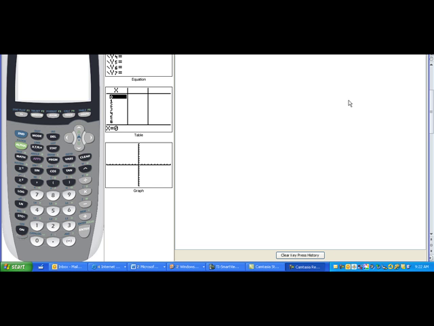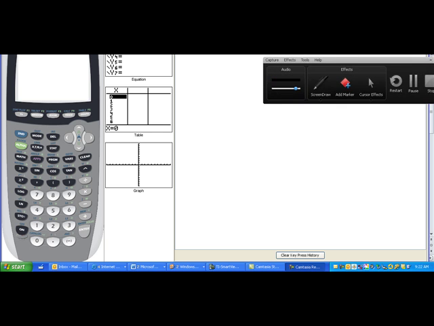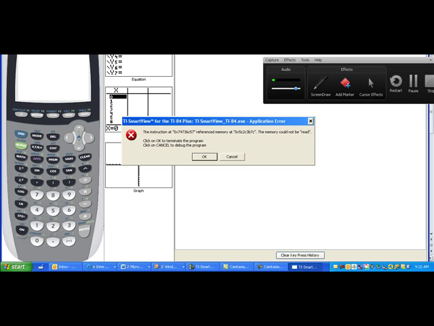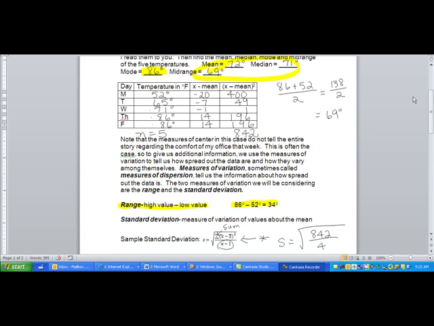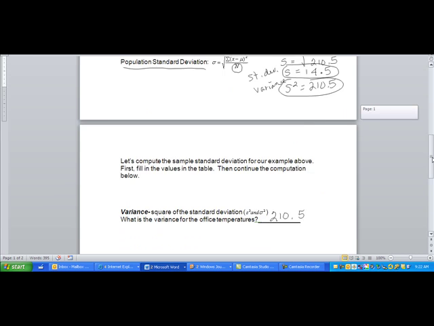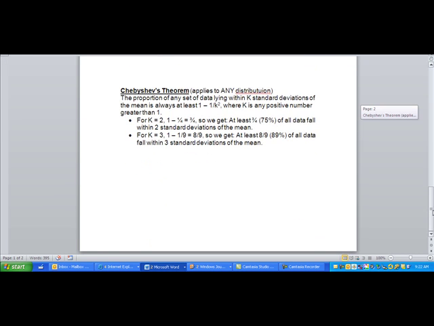Okay, so now we need to go back to our notes to talk about the last part of the notes. I've got to move a few things around here. Get back to the notes. Okay, the last thing we need to talk about is Chebyshev's theorem, and this applies to any distribution. And I got an extra letter in here, so you may want to correct that.